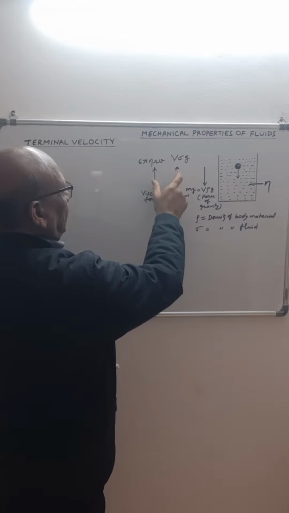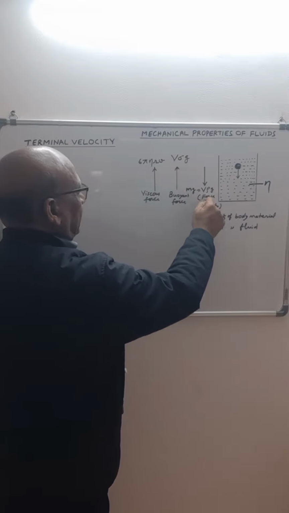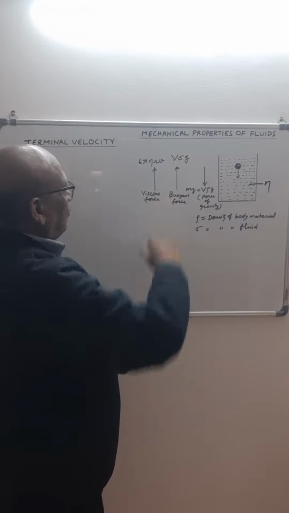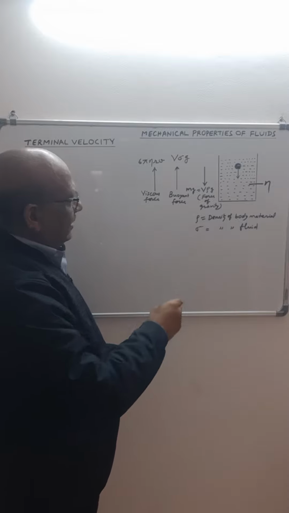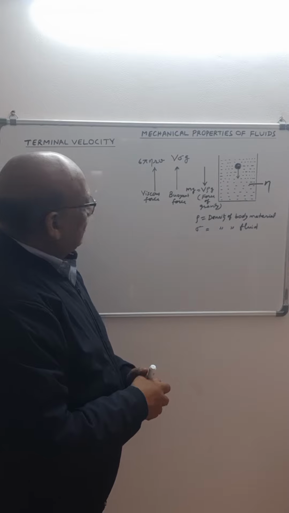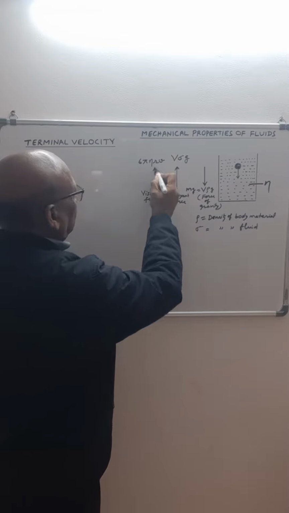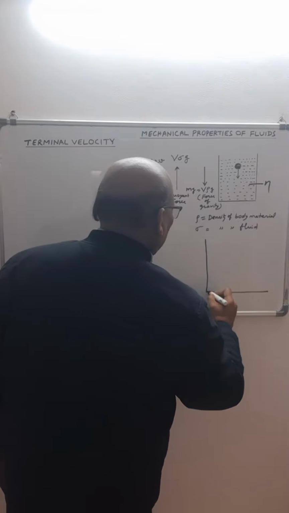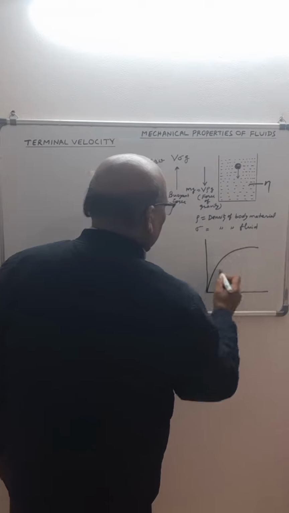So these two forces are acting in the upward direction and force of gravity is acting in the downward direction. Initially the force of gravity is higher than the sum of these two forces. That is why the body is accelerating. That means its velocity is increasing in the downward direction. But as the velocity increases, this viscous force also starts increasing because this viscous force is directly proportional to velocity. So it will increase initially.